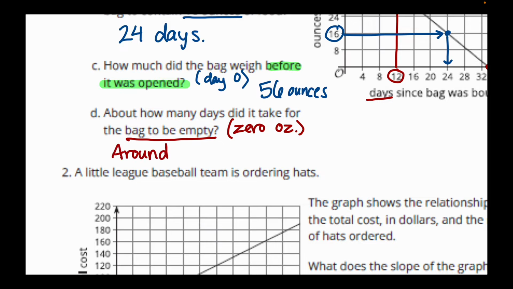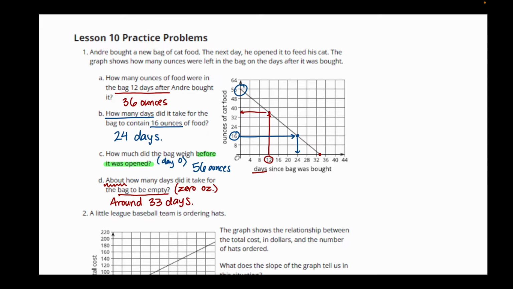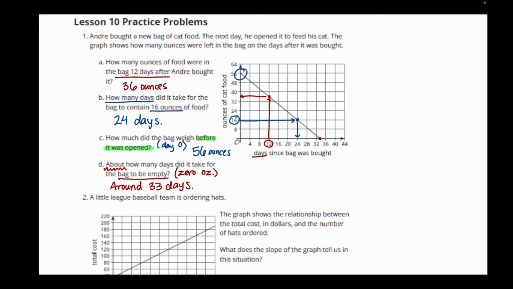Around 33 days. Because it doesn't land at a nice even spot, and it does ask us about how many, that does mean we can give an estimate, and that will be okay. And that's our first question. Just really looking at linear functions and how they relate to the actual graphs, and then getting that information from those graphs. So let's move to question 2.